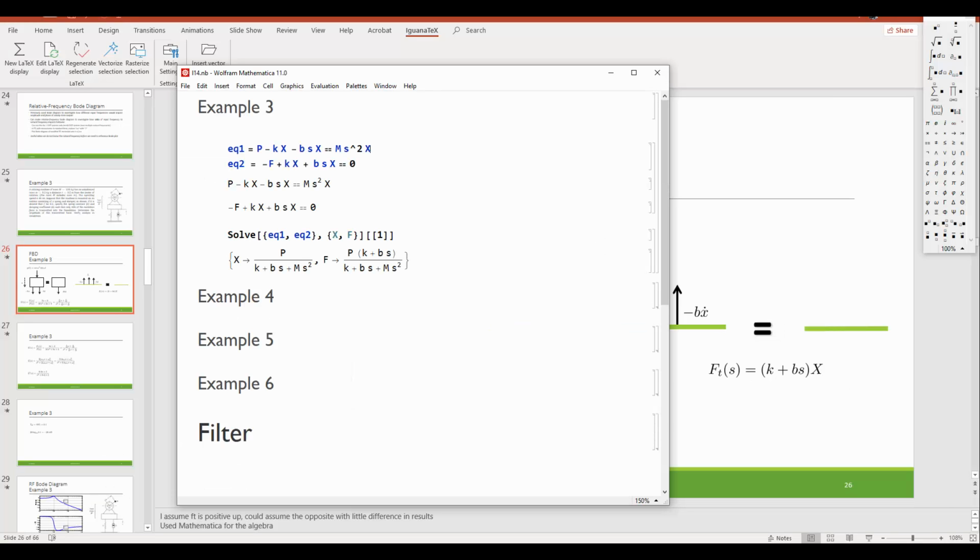Briefly looking at the Mathematica, just so we can see where the algebra is coming from, my first equation is from that left free body diagram, and equation 2 is from the right hand one. Putting it together and solving for F as our output, we see that F is this expression, and we can divide through by P to get the desired transfer function, and that's what's written on the slide.